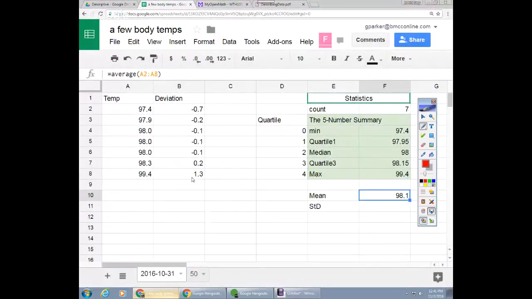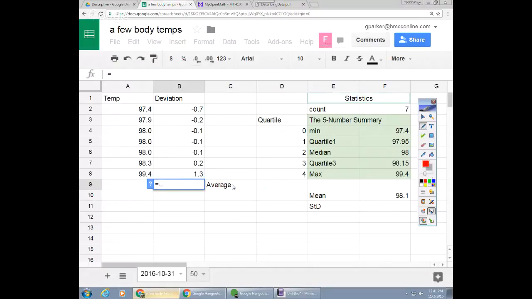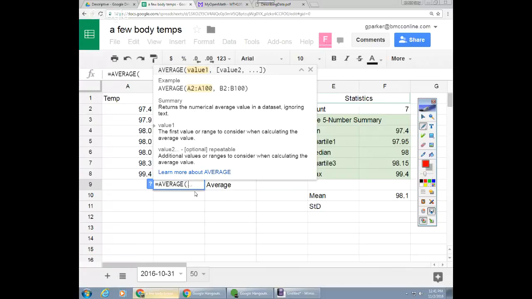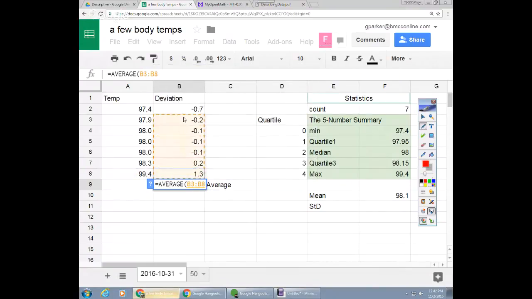So underneath here, I'm going to calculate average. Another word for average? Mean. On a computer, though, it's average. There you are. And then I highlight the numbers I want to find the average of, my deviations. Now we know what the average temperature is, right? That's 98.1. But check out what the average deviation is. 0.